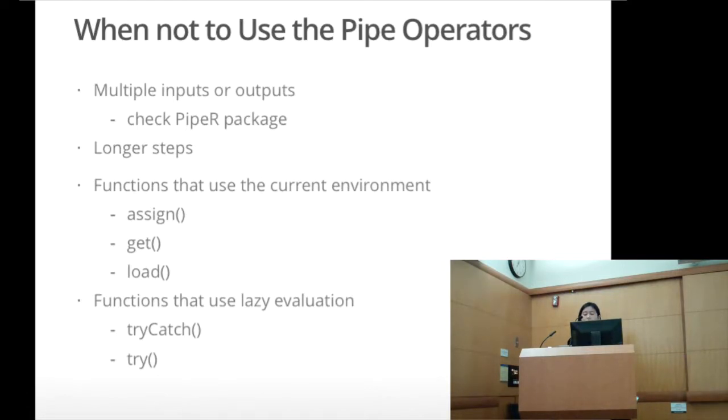And the second case is, if the pipeline is too long, it will be hard to read and hard to follow. In that case, I recommend you put in an intermediate object. I think maybe 5 to 7 steps is about the maximum for a pipeline to be at its best.